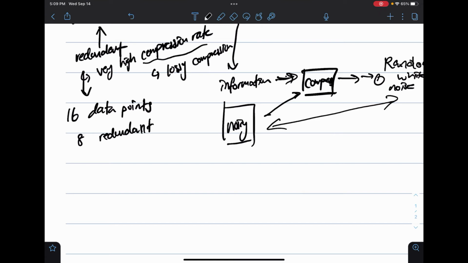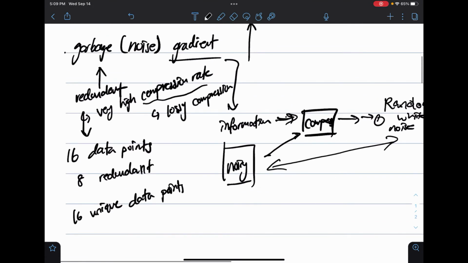That would lead to a very high compression rate. The reason is 8 are completely redundant. We can just simply reduce all of those 8 data points into simply one data point. So that would have a very high compression rate compared to 16 unique data points. Completely unique data points, and they have some kind of a pattern into it. So this is what we're basically working with in terms of compression rates and all that.